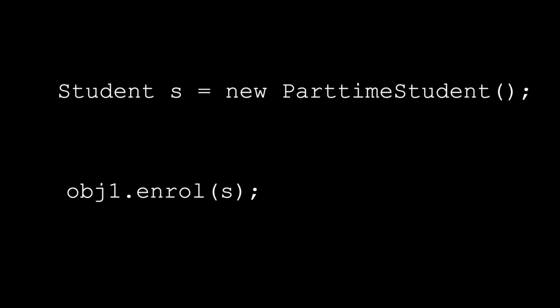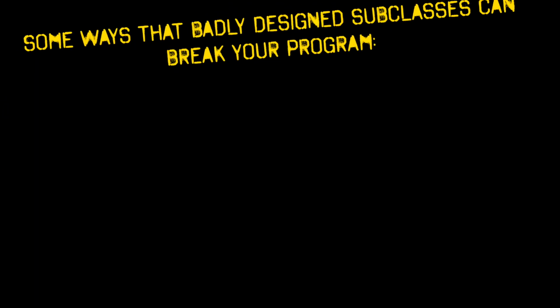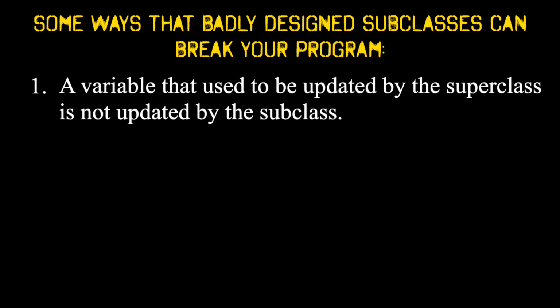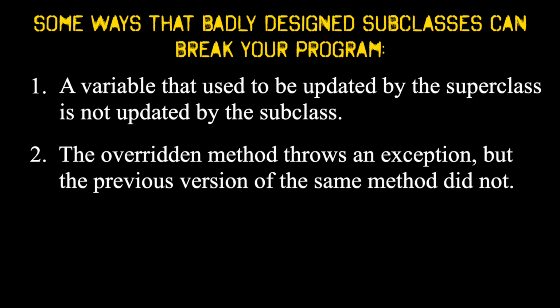Here's a few examples. If x.method1 originally updated a variable, but it doesn't anymore in the subclass, your program might produce the wrong output. If x now accesses a file outside of your program, but did not do that before, x.method1 might throw an exception that the rest of the program does not handle and therefore will crash.